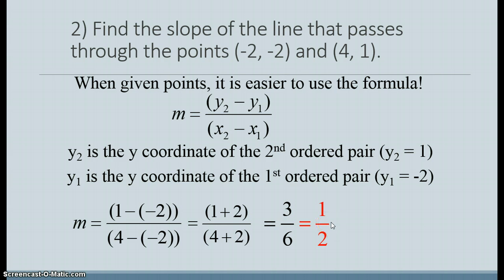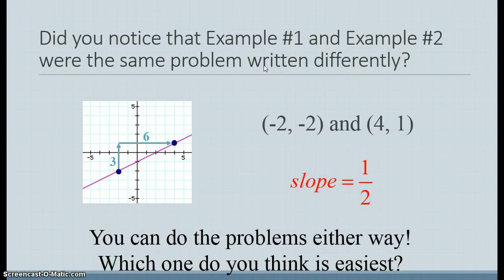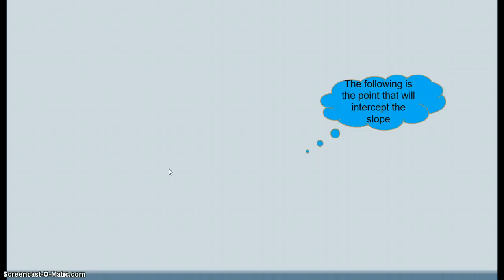So it is the same. But in the first example, we are not using a correct procedure, because we are not naming each of the coordinates accordingly. So did you notice that example 1 and example 2 were the same problem written differently? Either way, the slope would be 1/2. You can do the problem either way. Which one do you think is easiest? All right. I believe you're going to say the first is the easiest, right? But as I told you, the procedure is very, very important.